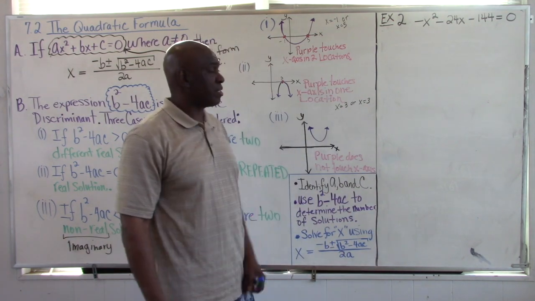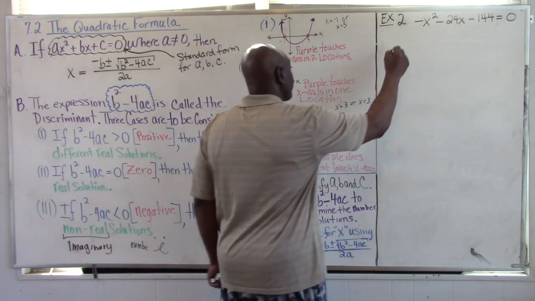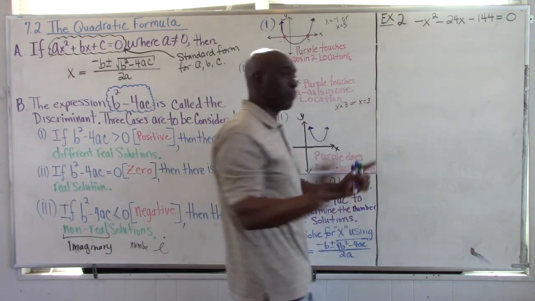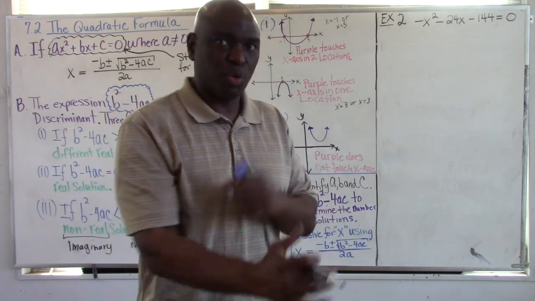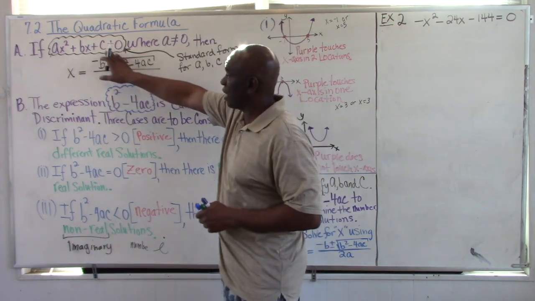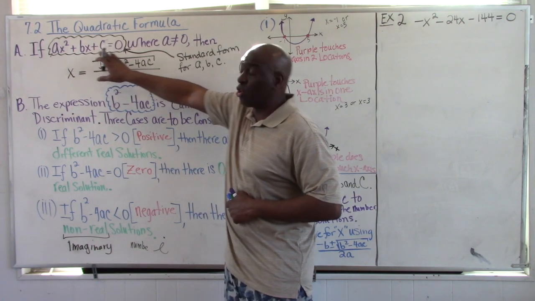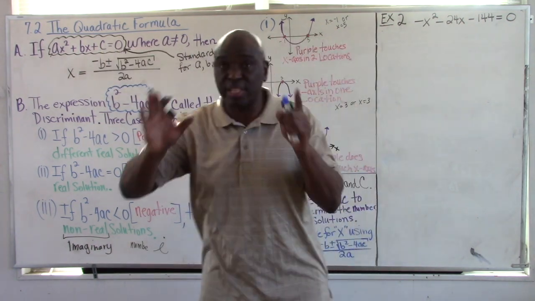So A equals, well, first of all, is it in standard form? Is 0 on our right side? Answer is yes. We don't have to manipulate anything. We're already in standard form, because we have to be in standard form in order to find ABC. So we're in standard form.